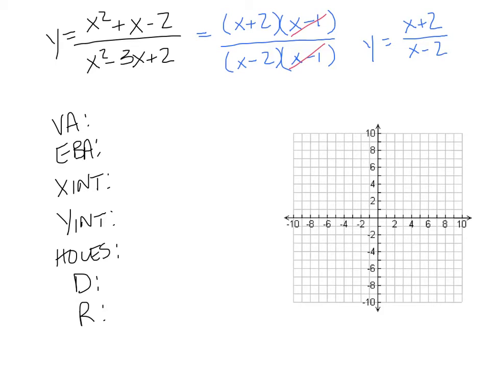Alright, so let's go ahead and find our stuff. The vertical asymptote would be what makes the denominator equal to 0. So in this case it's x equals 2. End behavior asymptote is the ratio of the leading coefficients. I have 1x over 1x. So that leaves me with an end behavior asymptote of y equals 1. X-intercepts, where the numerator is 0. So since the numerator is x plus 2, my x-intercept is going to be at -2, 0.